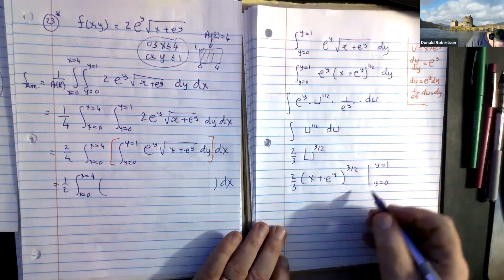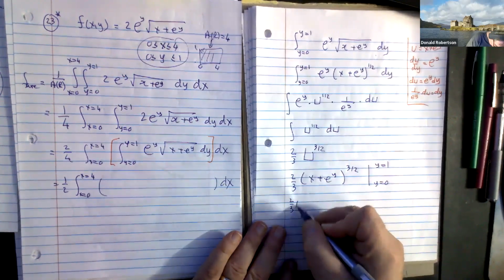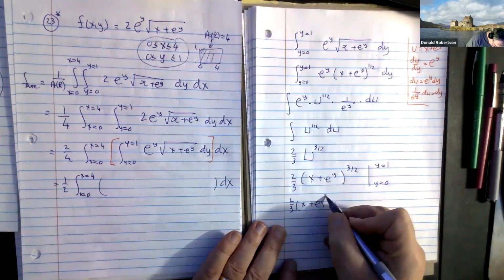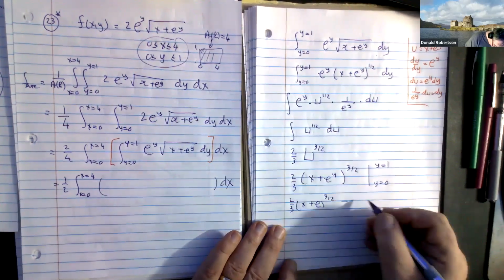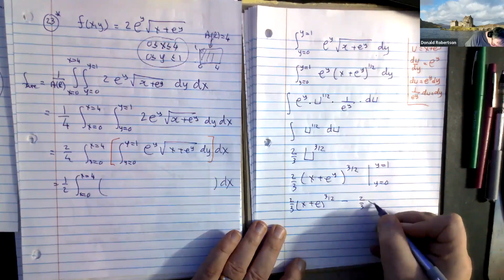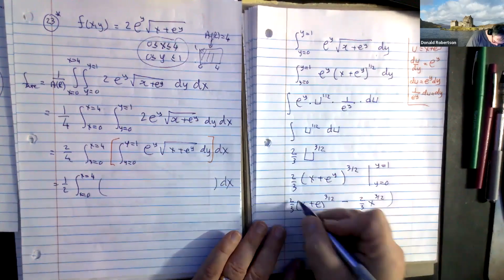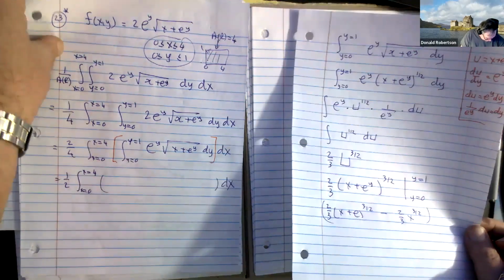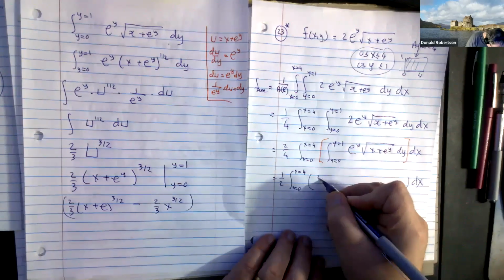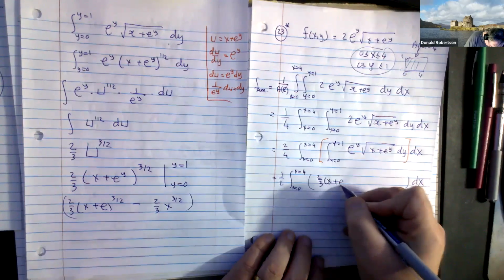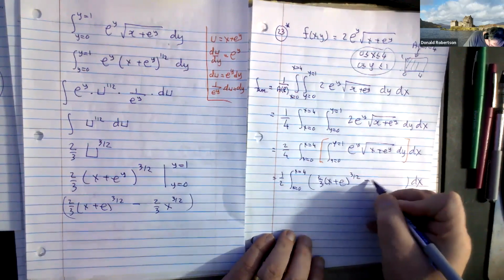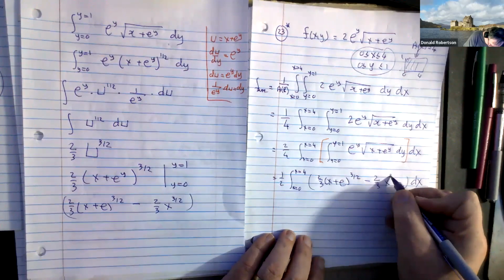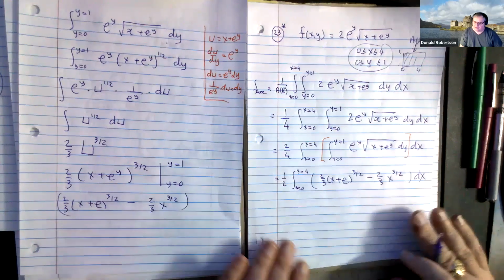Right, if you plug in y equals 1, let's see what you get. x plus e to 3 halves. And if you plug in 0, you get 2/3 x to the 3 halves, right? So that's what we get. So this bit here is him. So switch places. Two-thirds x plus e to the 3 halves, take away 2/3 x to the 3 halves, right? So we've done half the stuff.